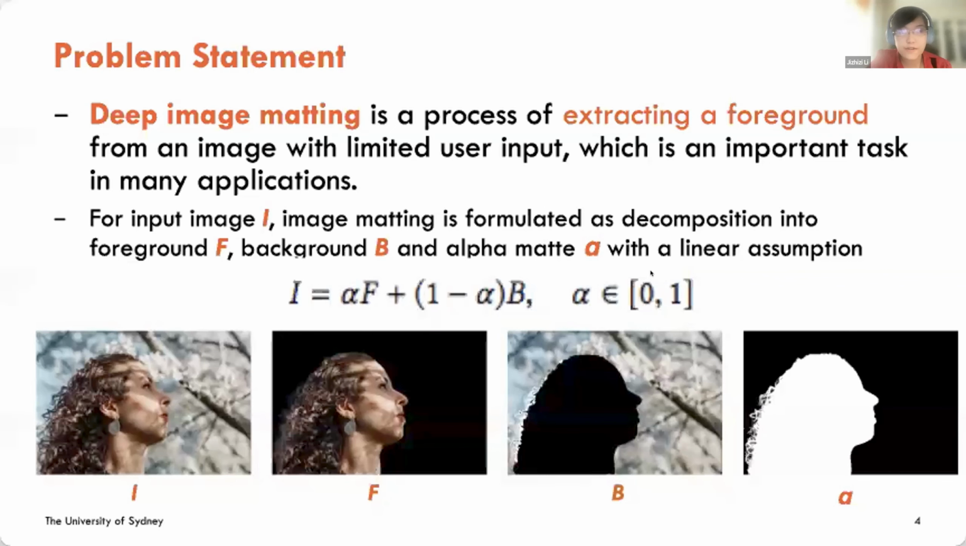Let's first introduce the research topic. This is what we know as removing the background, but the terminology is image matting, and specifically deep image matting because we are using deep learning. Deep image matting is the process of extracting a foreground from an image with very limited user input, and it is very important in many downstream applications. As we can see from the figure, given an input image I, image matting is formulated as decomposing it into the foreground F, the background B, and the alpha matte alpha, with a linear assumption.